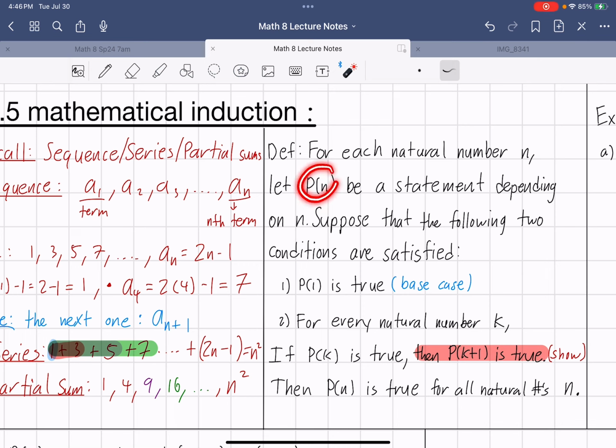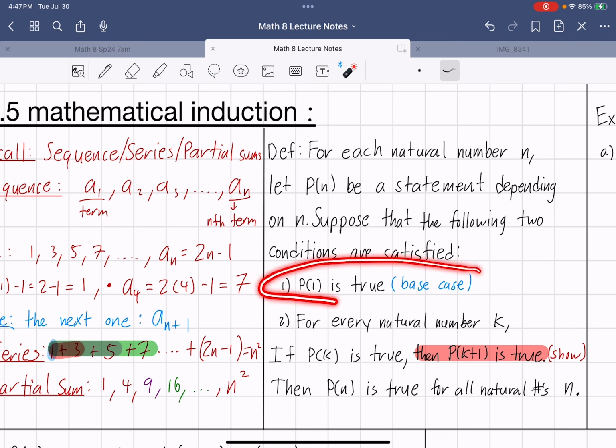And then we let P of n be the statement depending on n. So P of n is this formula here, right? This is a formula that gives me the sum of this series, the partial sum. Now, how do I know this is going to always work forever? So the idea is we suppose that the following 2 conditions are satisfied. The goal is for me to show that this always works. I need to satisfy the next 2 conditions. And it's almost like 3, right?